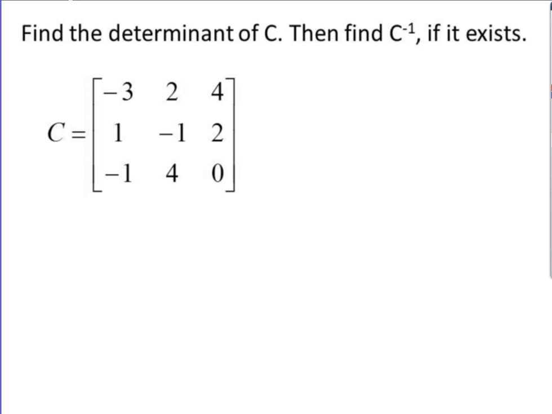You're going to quit and go back to your home screen. Then you'll hit second matrix, go over to math, and select determinant, that first function. Go back into your matrix, select matrix A, close your parenthesis and hit enter, and it will tell you the determinant. So our determinant of this matrix is 32, which means you can find the inverse.